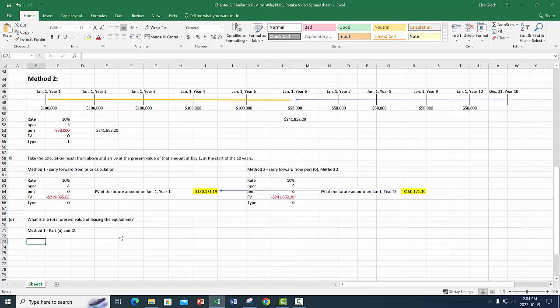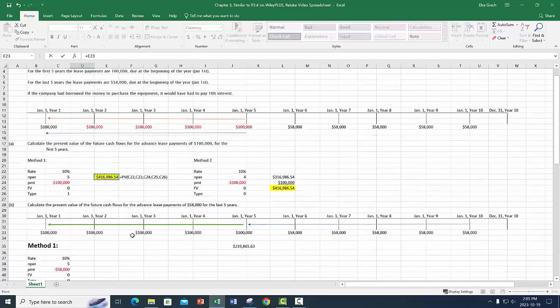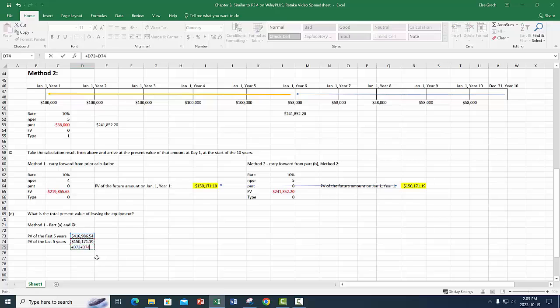When I'm looking at this, I'm looking at the present value of the first 5 years. So the first 5 years payments we know came from A. We go all the way back up here and we see it's $416,000. So now I have the present value of the last 5 years. And we know the present value of the last 5 years is this amount right here. So the two added together are equal to $567,157.73 with regards to method 1.